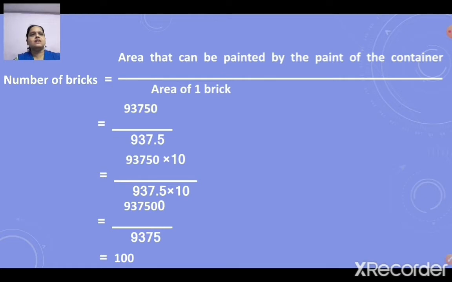Hope this is clear to all of you. See here, all these sums from the textbook are very important for this chapter, and each and every sum is different. So don't compare with the different ones. The formulas are the same, but the type of sums are different, each and every sum. So go through these sums and practice them. Okay.